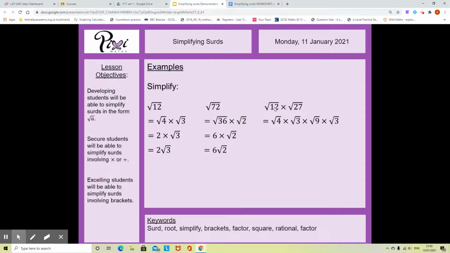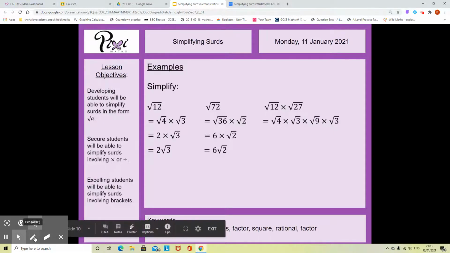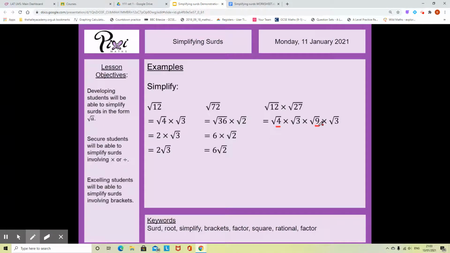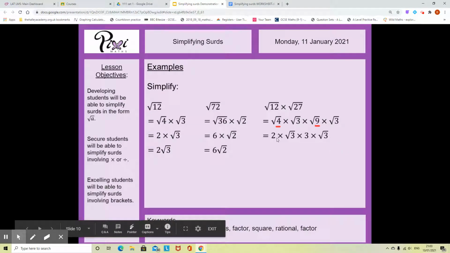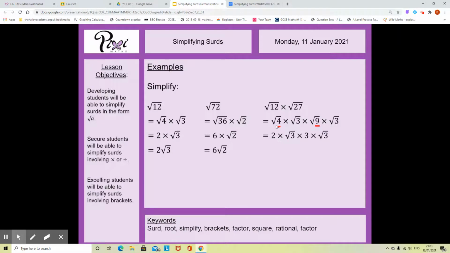Now 12 is broken down as 4 times 3, and 27 is broken into 9 times 3. The reason for selecting them, as I mentioned, is that 4 and 9 are square numbers and they are factors of 12 and 27 respectively. This enables us to square root the square numbers and convert the surd into rational numbers.